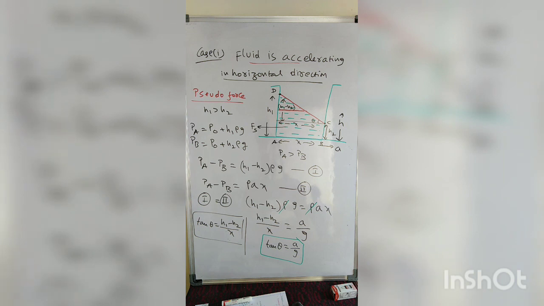Are you following what I am saying here? Then finally we got tan theta equal to A by G. Now I will show you one example where you will understand this particular point in another way.